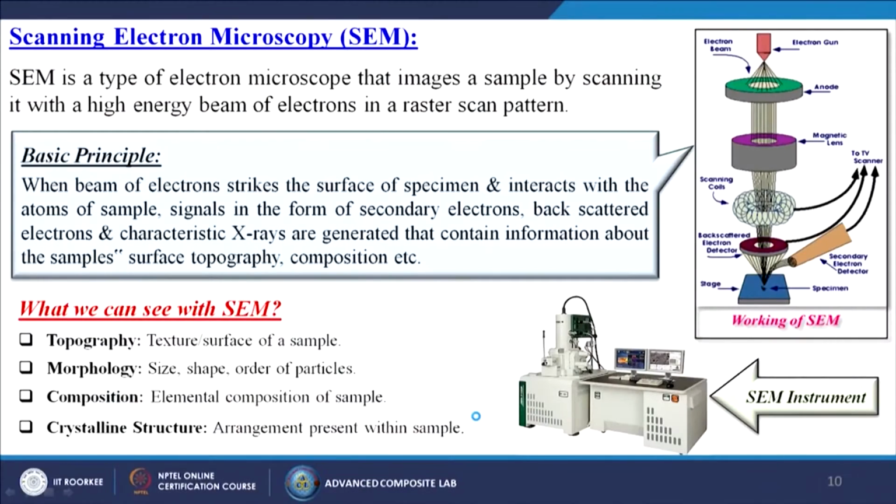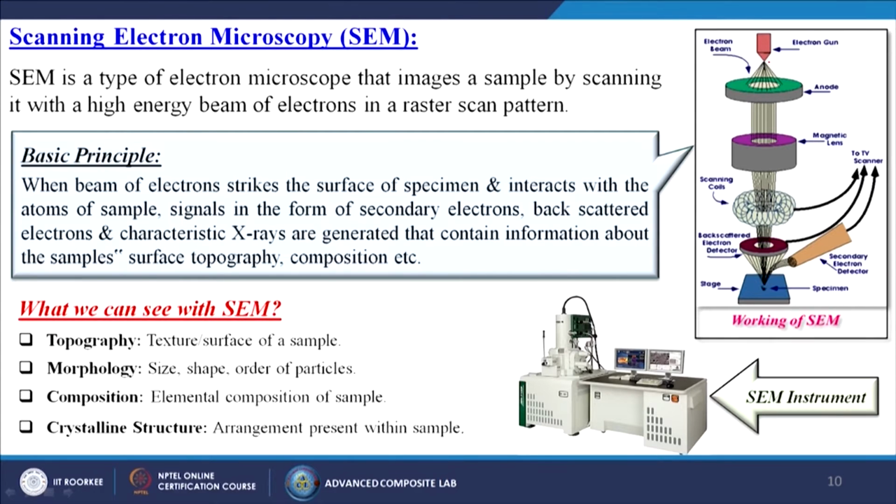So, first we are going to discuss scanning electron microscopy. In short, we generally call it SEM. SEM is a type of electron microscope that images a sample by scanning it with a high energy beam of electrons in a raster scan pattern. What are the basic principles? A beam of electrons is generated, generally from the electron gun.